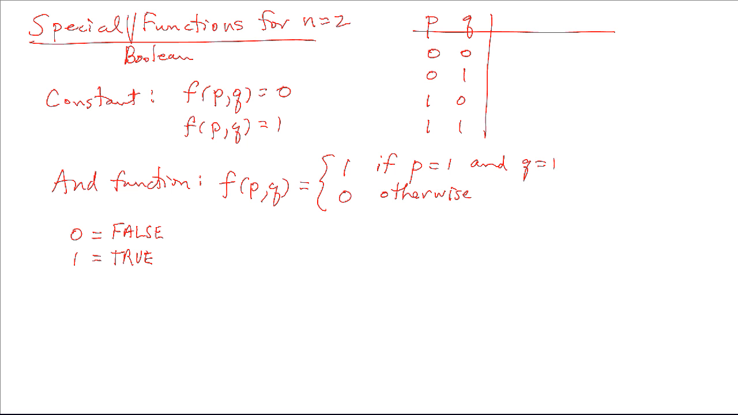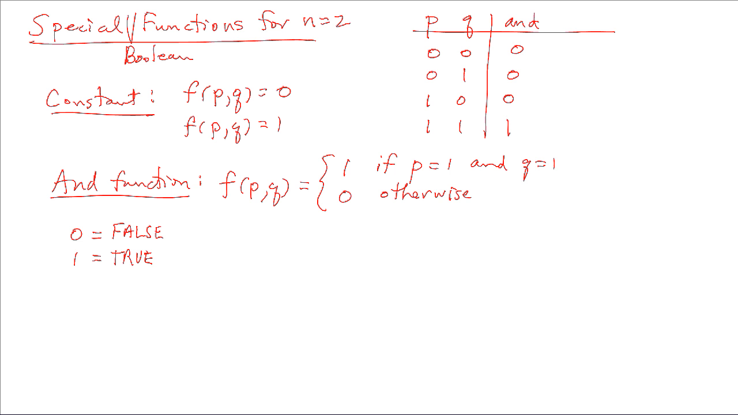And we have, in the English language, the definition of the AND. If I say both P and Q are true, that means that the AND function is going to be false unless both P and Q are true. And here is the only case where both P and Q are true, so this is the only case where I have a 1. Okay?